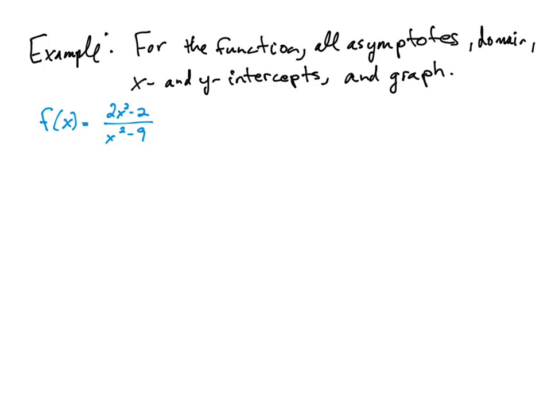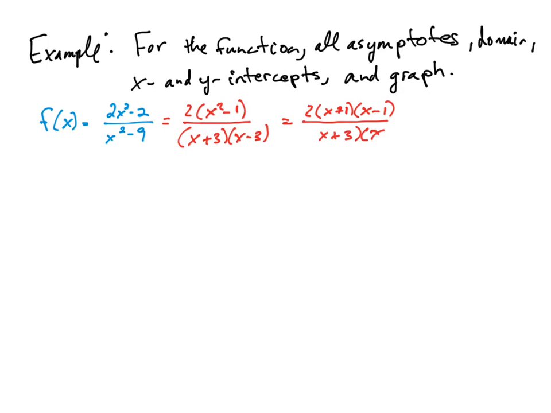The first one says, for the function, find all asymptotes, the domain, x and y-intercepts, and then graph. Now when we're going through this, it's a good idea to always factor the top and the bottom. So if I factor out 2, I'll do this step by step. Factor out 2, I'm left with x squared minus 1 over the denominator is a difference of squares, so x plus 3, x minus 3. And then in the numerator, I still have a difference of squares, so this will be 2 times x plus 1, x minus 1, and then in the denominator, x plus 3, x minus 3.